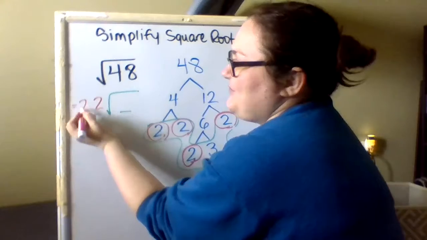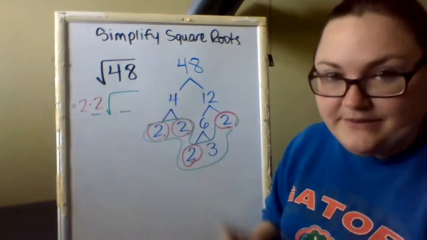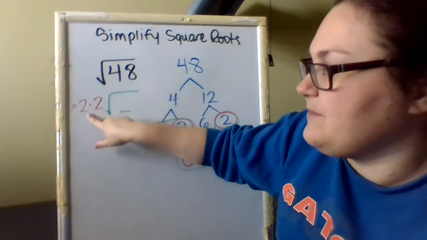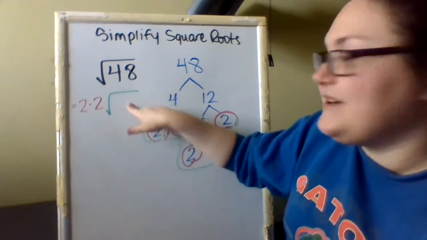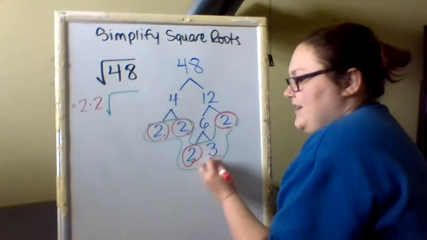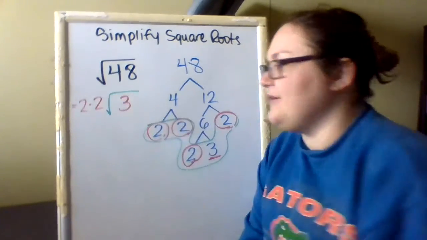I don't want it to say 22, though. It's going to be 2 times 2. All of this that we've been doing is multiplication. So if you have numbers next to each other, we're going to separate them with a multiplication sign. The last part is what goes inside. Inside, we have our 3 all by itself. So my 3 will go inside.